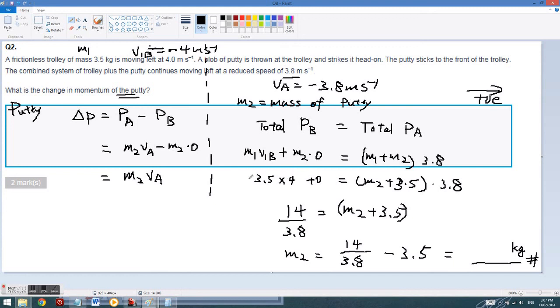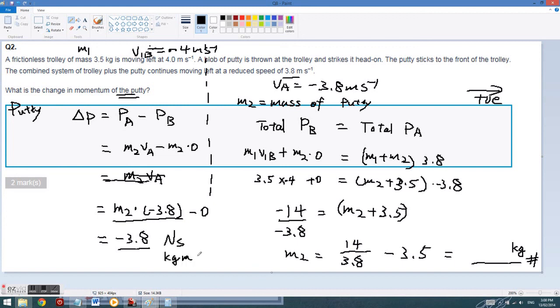Sorry, I forgot the minus sign there, but in this question it doesn't really matter, because a minus number will be the same. Now if you do it here, basically you find the value of M2 times minus 3.8, minus 0, then you should have an answer which is a minus value. So remember the unit, newton seconds or kilogram meter per second.